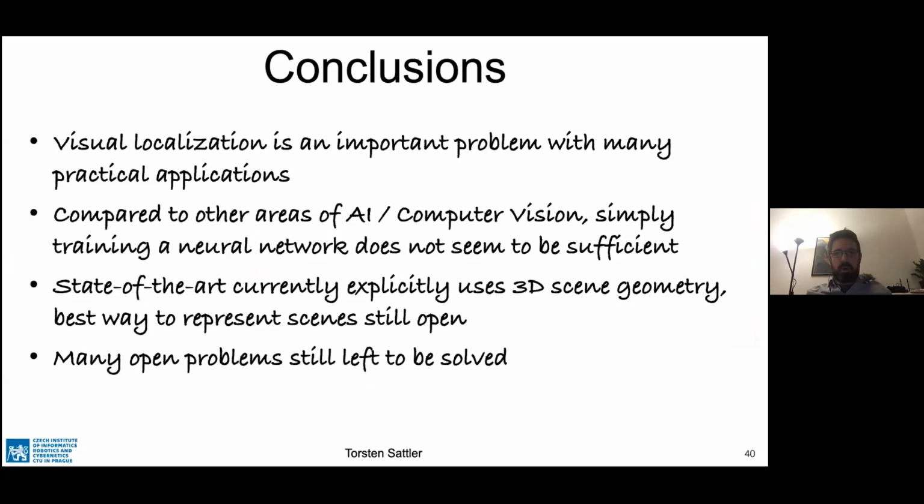Okay, to conclude, I hope I convinced you that visual localization is an important and interesting problem with many applications. What I like about it is that, compared to other areas of artificial intelligence or computer vision, the simple machine learning solution of training a neural network does not seem to work that well. But current state-of-the-art methods still rely on classical concepts of 3D geometry. And I hope I convinced you that there are still many interesting problems in this area that are worth solving and that should be solved.